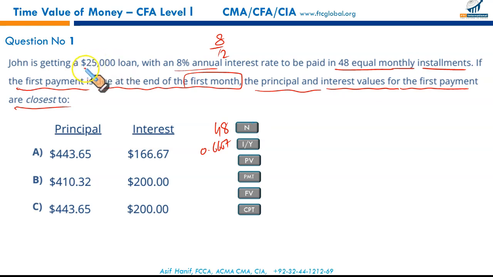So the amount that has to be redeemed, the amortization of the loan, is $25,000 to be repaid. What should be the payment? This is to be calculated, and the future value is 0. You simply punch in the numbers and press CPT. You should get your result.